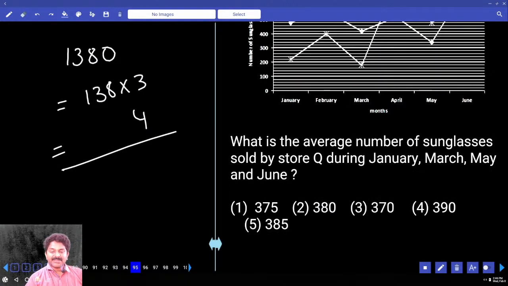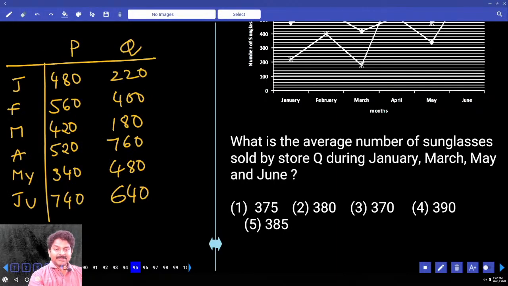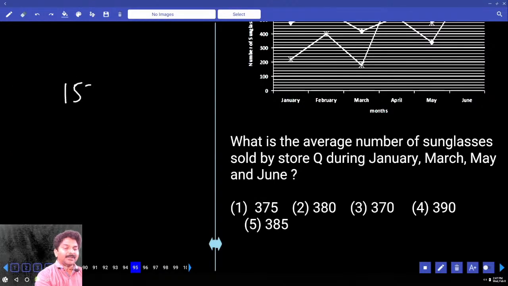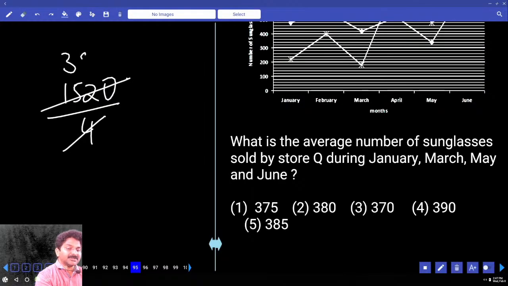What is the average number of sunglasses sold by store Q during January, March, May, June? 220, 180, 400. 400, 600, 1000. 1000 plus 400, 1400. Left over 80, 40, 120. Total 1520. We were asked to calculate average by 4. 4 3 times, 8 times 0. 380.